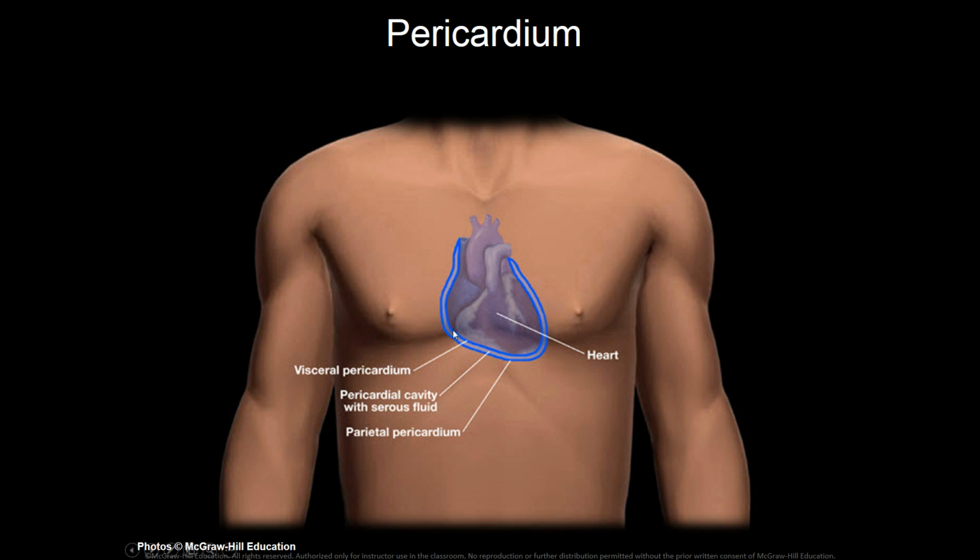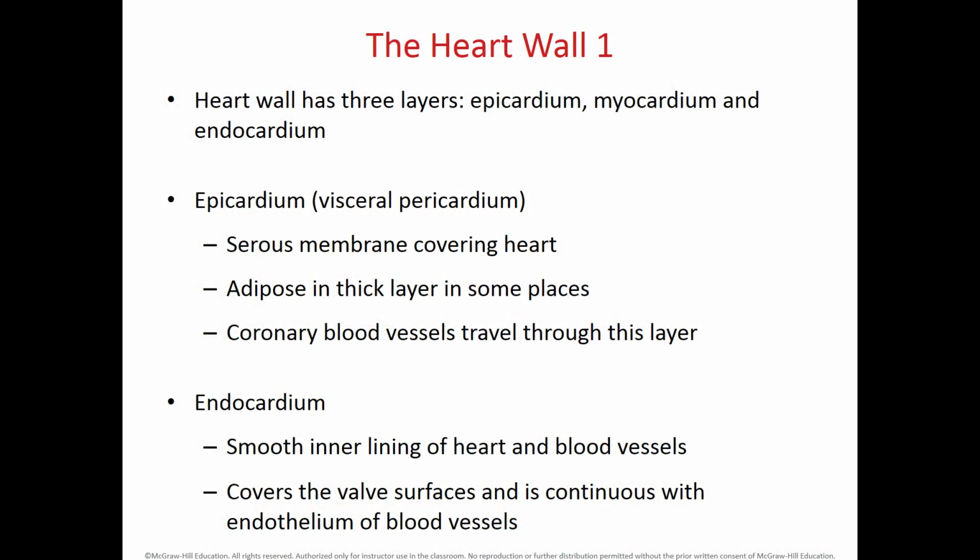Again, this is just to show you the double layer of the pericardium. This is the visceral pericardium, and this is the parietal pericardium, and in between you have the pericardial space or cavity filled with pericardial fluid. So the heart has three layers. The outer layer is the visceral pericardium, also known as epicardium, then the middle layer, which is the bulk, called the myocardium, and then the endocardium.